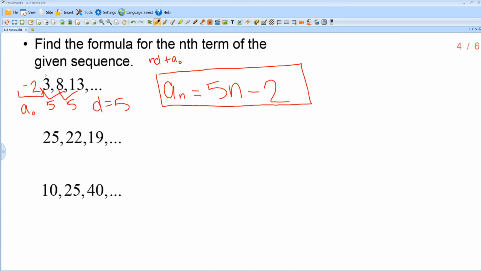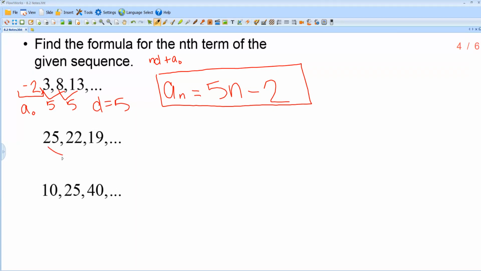You didn't have to look at this and be like, okay, n is 1, I'm multiplying by 5 and then subtracting 2. n is 2, I'm multiplying by 5 and subtracting 2. The explicit formula, n times d plus a sub 0, allows you to do that without necessarily thinking through what the pattern is.